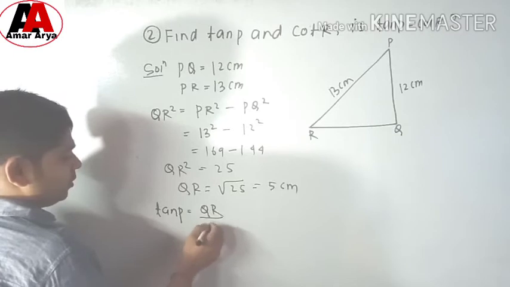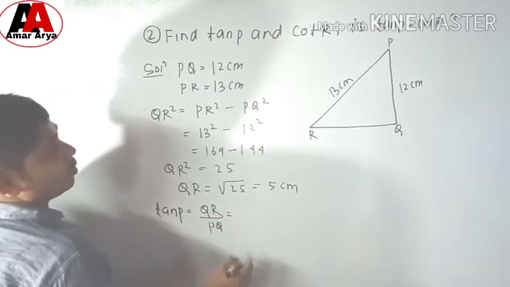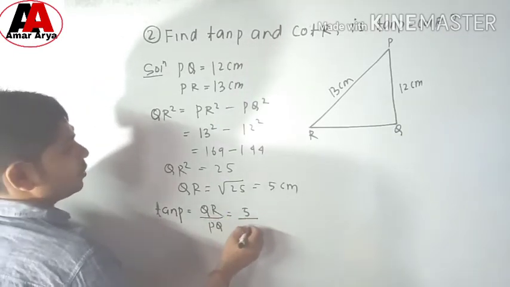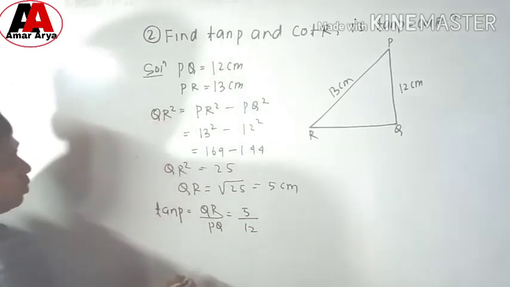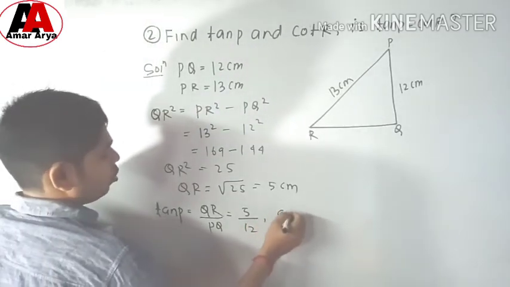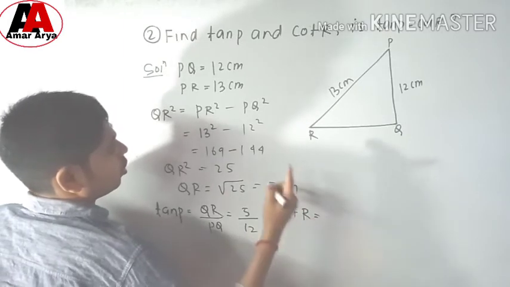Okay, QR by PQ. So QR is what? QR is, you can say, 5 by 12. This is the value. And after that you can see cot R. Cot R is what? Cot R is this.